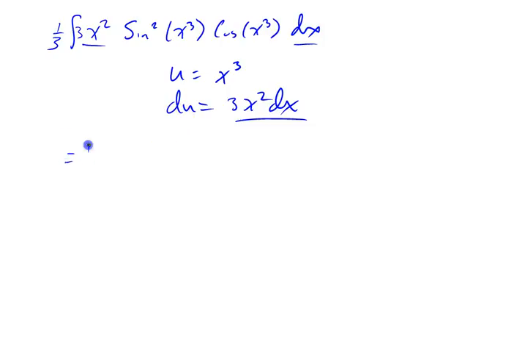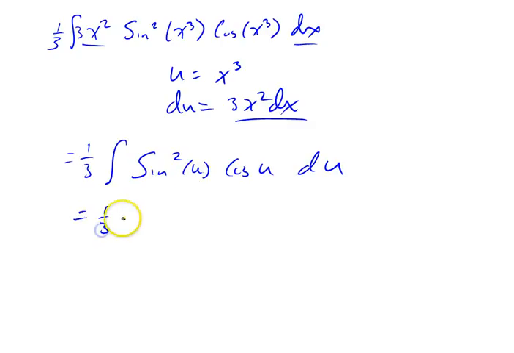I'm looking at a 1/3, the integral of sine squared u times the cosine of u du, right? This turned into a u, that turned into a u, and the 3x squared dx became the du. So there, I've done a u substitution. Now I'm looking at this thing saying, can I integrate that? One of the things here is this is a subtle set of parentheses that we don't always see. That sine squared u literally means take the sine of u and square that.